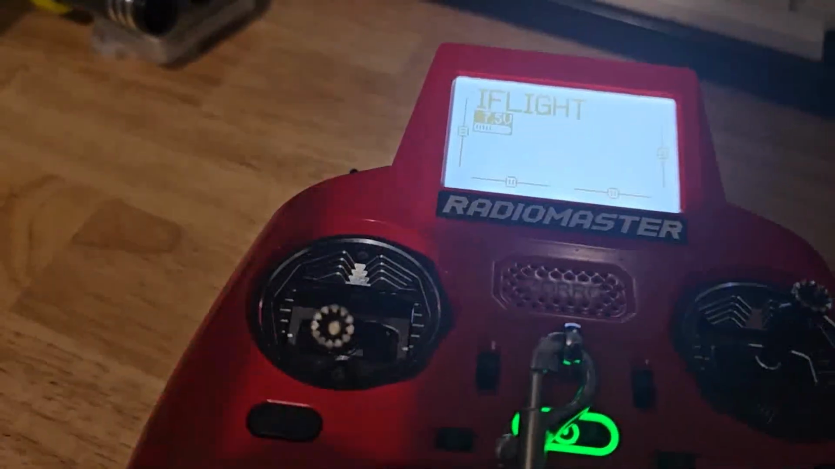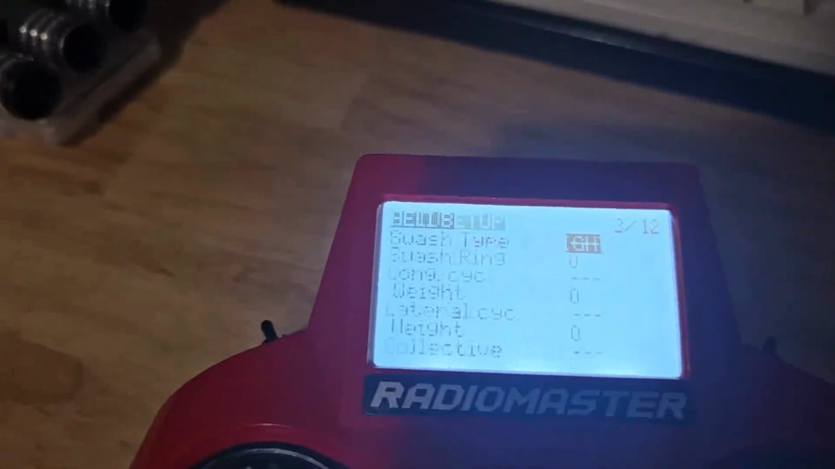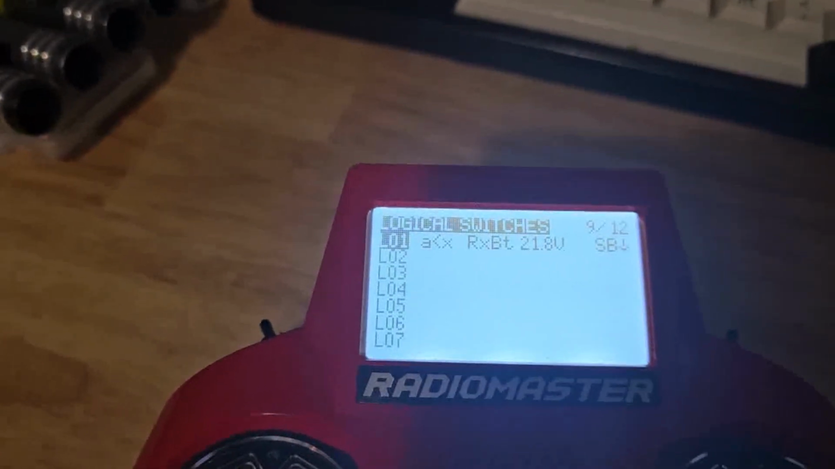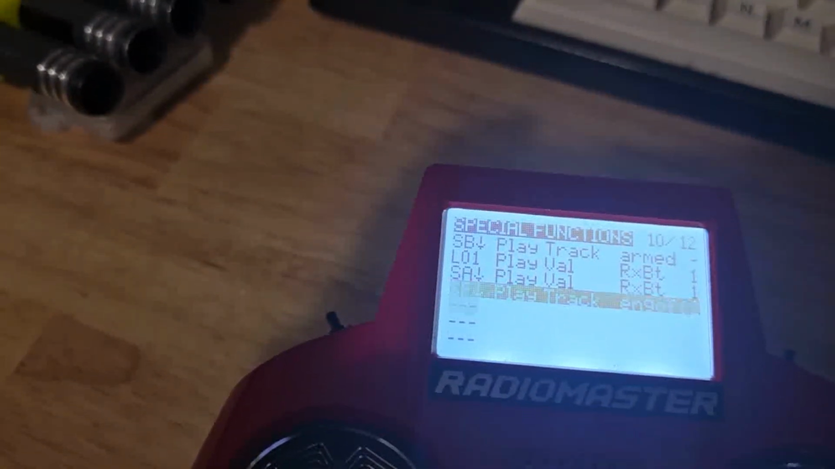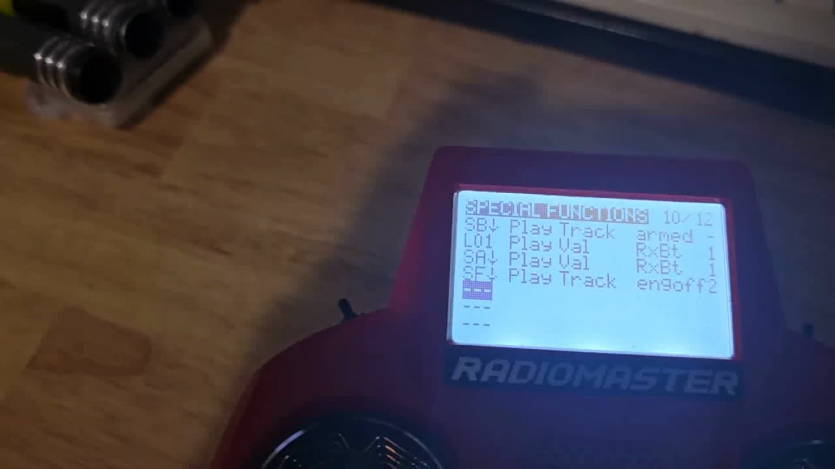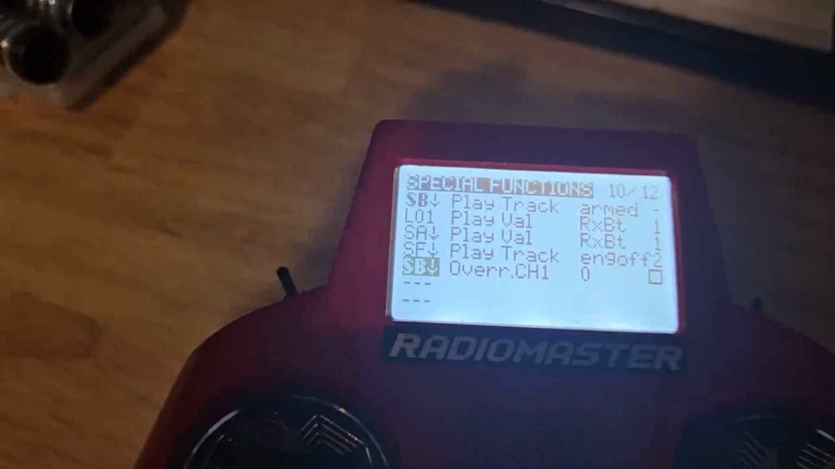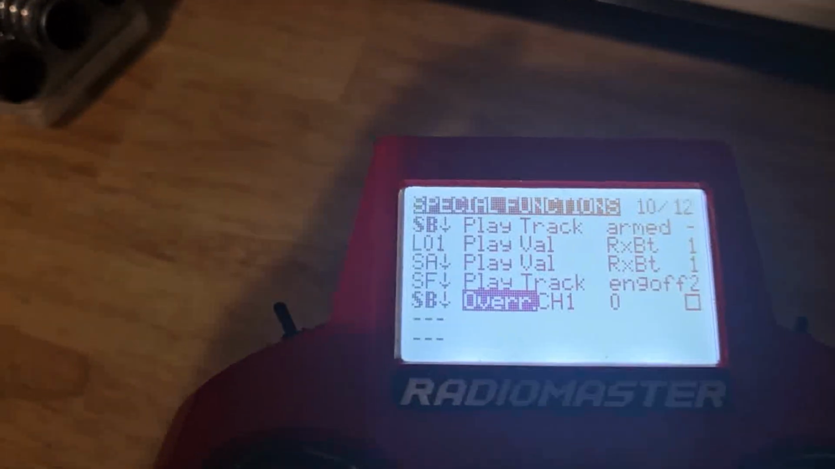I'm going to configure the logging first by going to the special function. Inputs, mixes, outputs, curves, logical. Yeah, right here, special function. We're going to add a new one. The key that I'll be using is the arm, and my arm is the SB switch. Okay, that's arm, and then I'm going to press enter. Then I'm going to switch over to the next column and look for the SD logging.